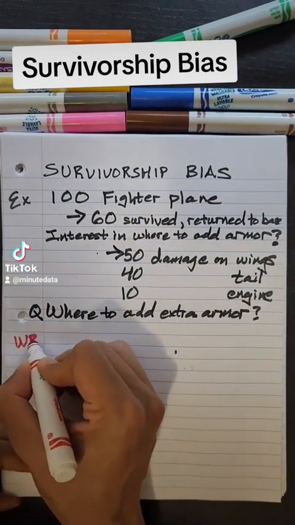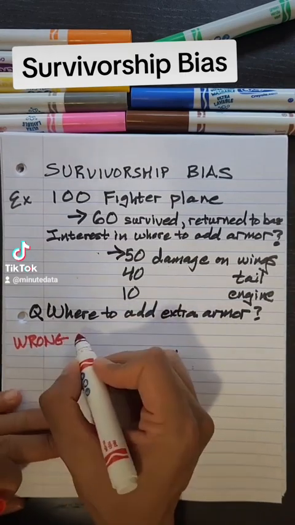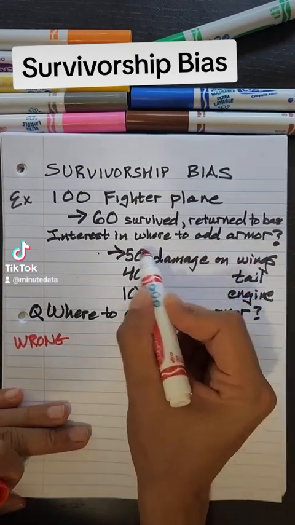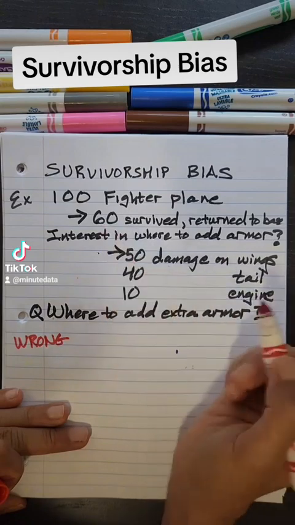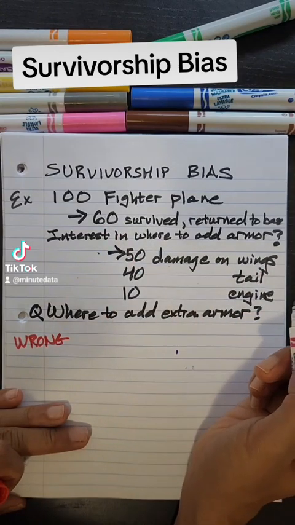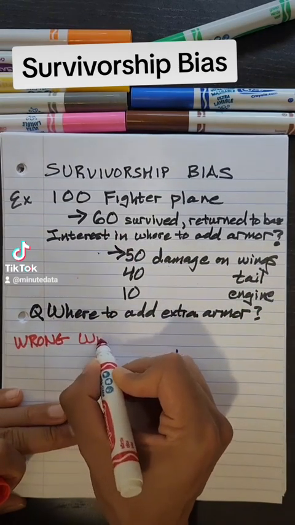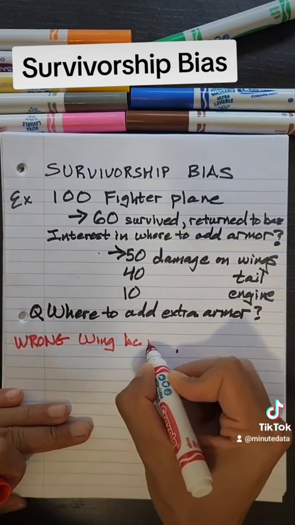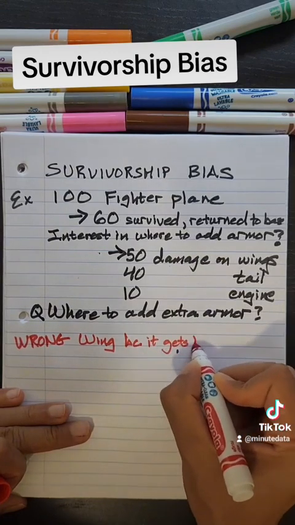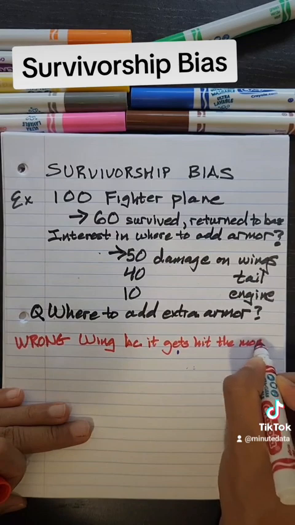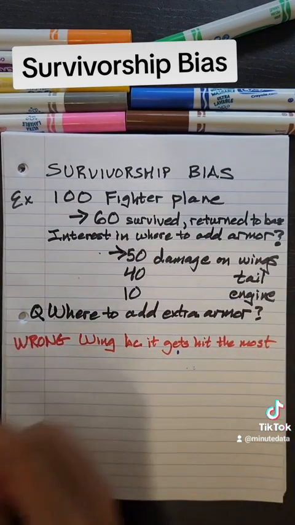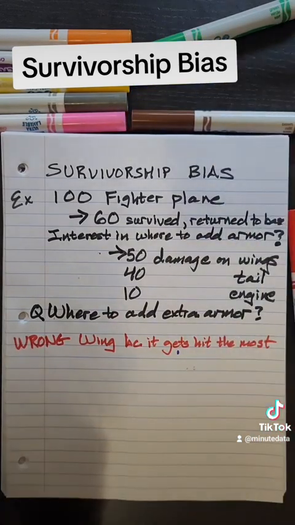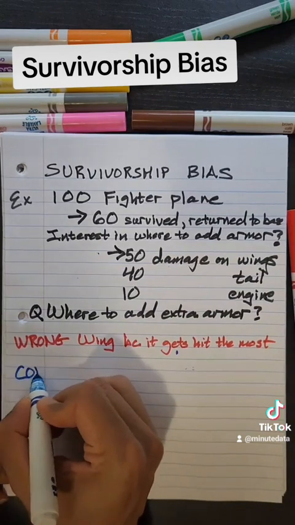Let's start with the wrong answer. The wrong answer might be like, hey, the wings are getting the most damage. 50 out of 60 are getting damage on the wings. So let's reinforce the wings, because it gets hit the most. So that's the wrong intuition. Let's compare that to the correct intuition.